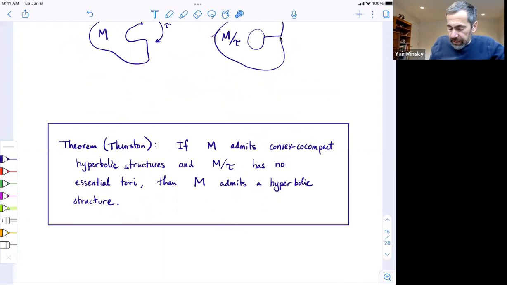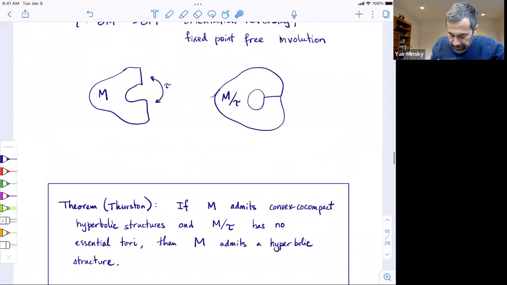The theorem is, if M admits convex co-compact hyperbolic structures, and M mod tau has no topological obstructions, and topological obstructions are essential tori, let me draw them in a second, then M mod tau admits a hyperbolic structure. That's the theorem. What do I mean by these essential tori?